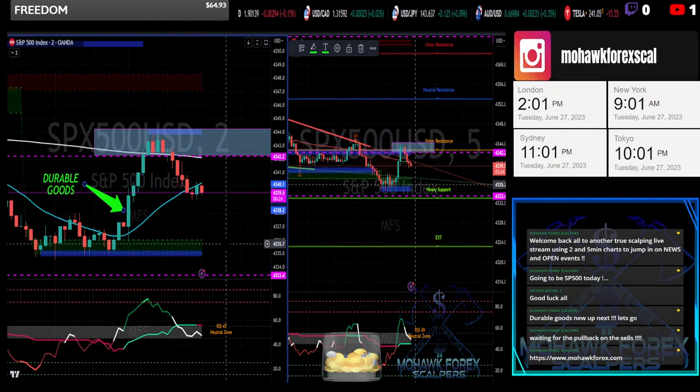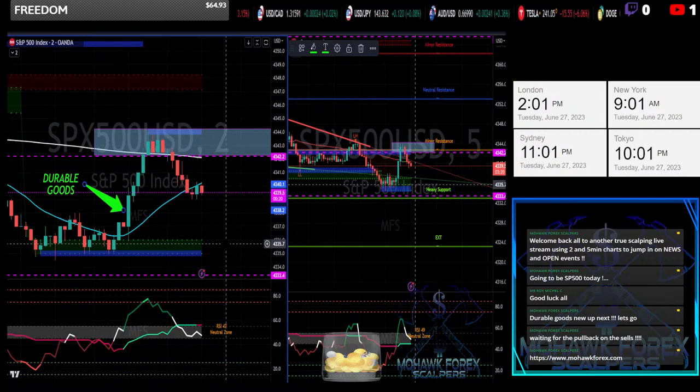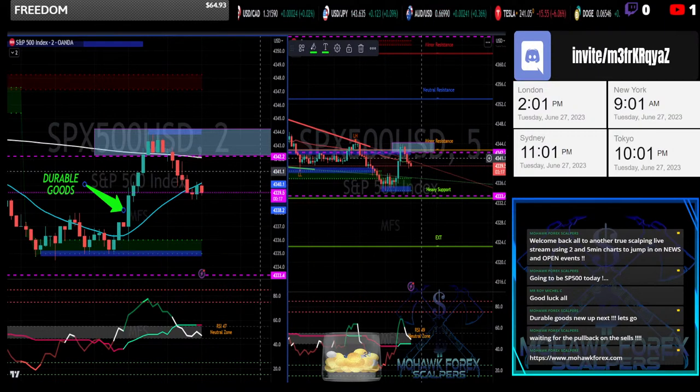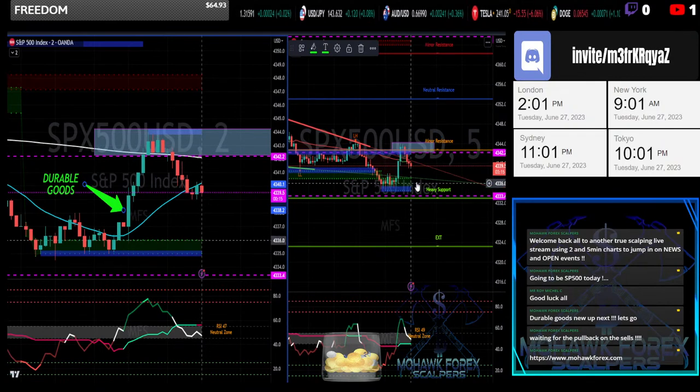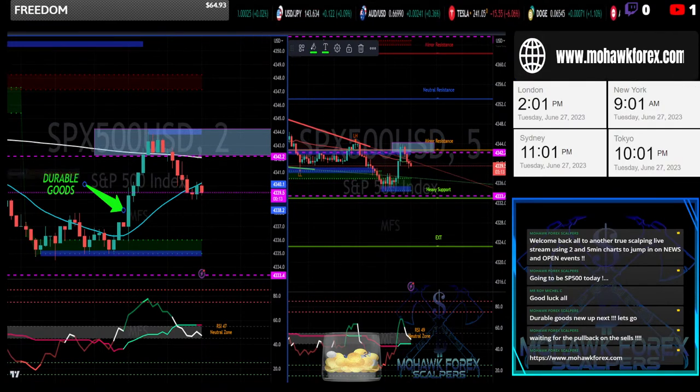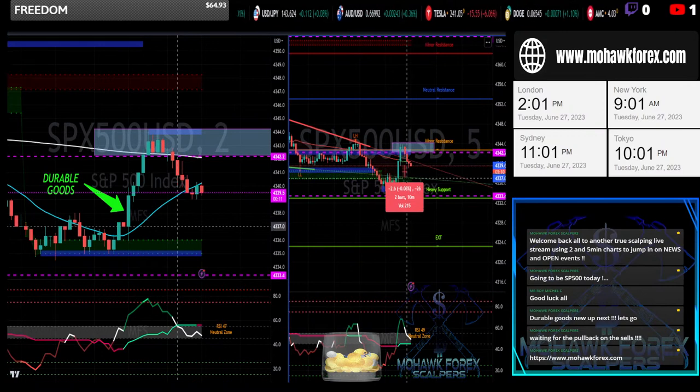And you can see prices now wedged against our 20 SMA, still below our kind of trend line and everything. So I'm still anticipating a push down here, to kind of here.